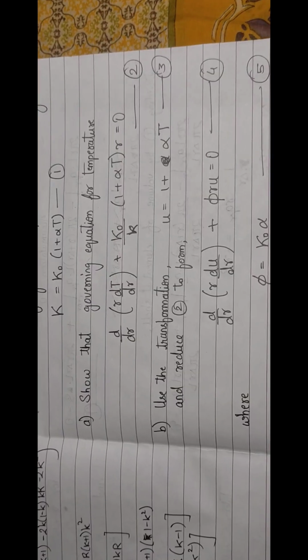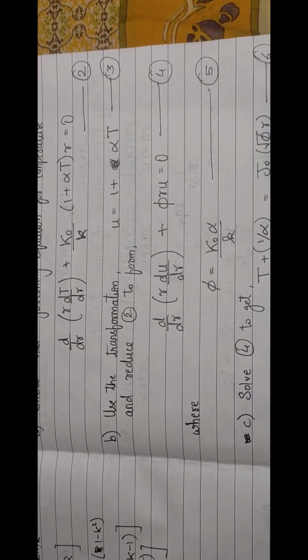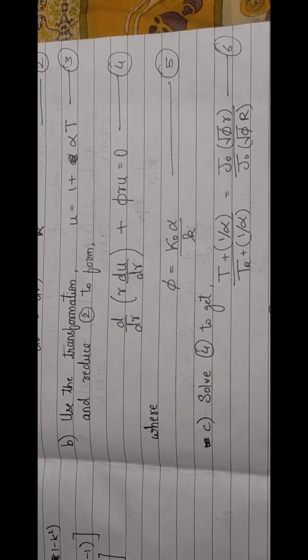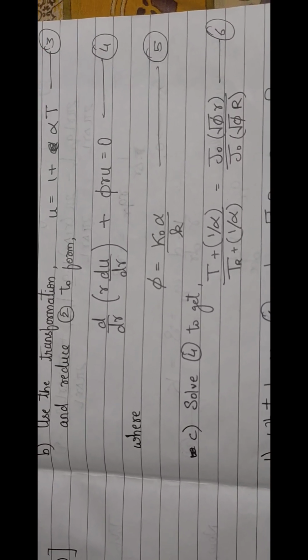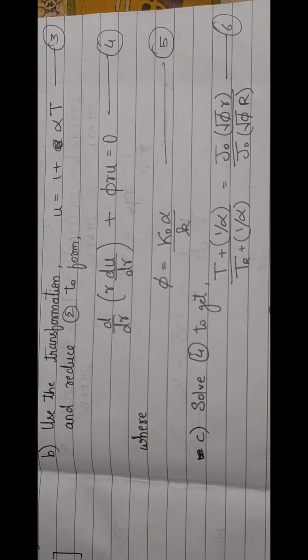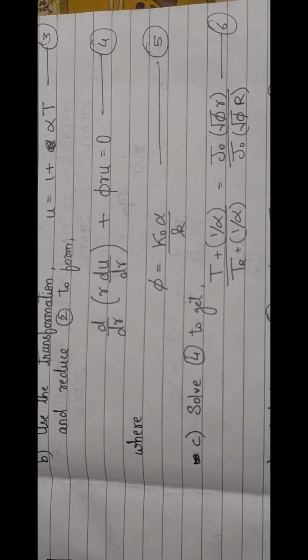Using the transformation u is equal to 1 plus alpha T, reduce equation 2 to the form of equation 4, where phi can be given as k naught alpha by small k. Solve equation number 4 to get the equation for T plus 1 by alpha upon Tr plus 1 by alpha.